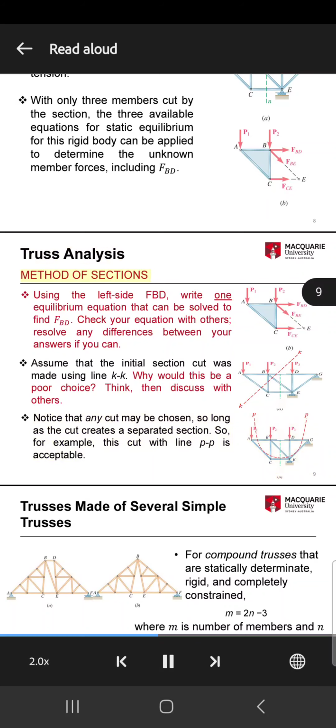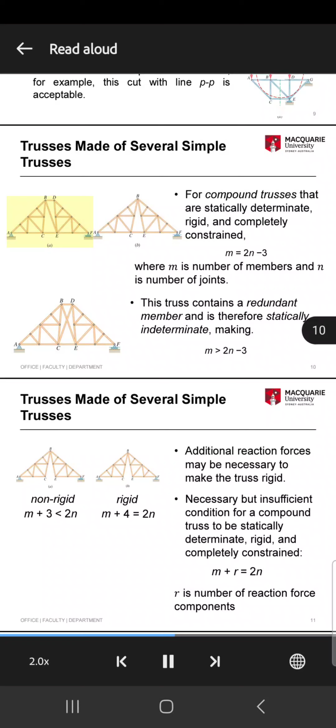Truss analysis. Method of sections. A compound truss is made of several simple trusses. ABC is a truss in the shape of a triangle. This truss contains a redundant member and is therefore statically indeterminate, making m greater than 2n minus 3.